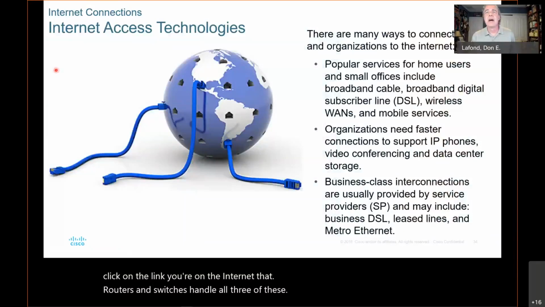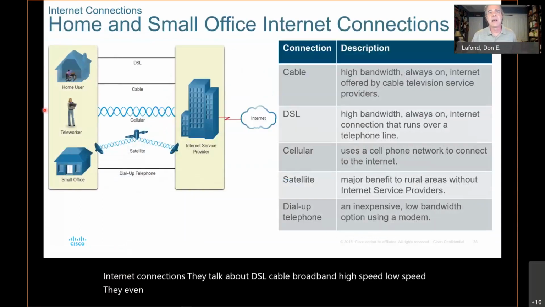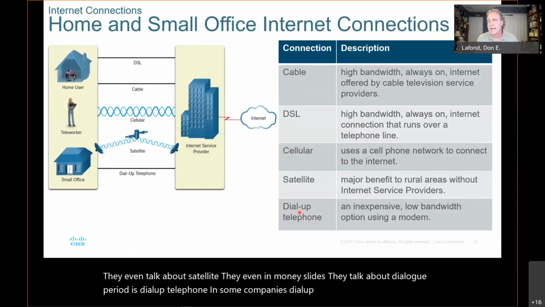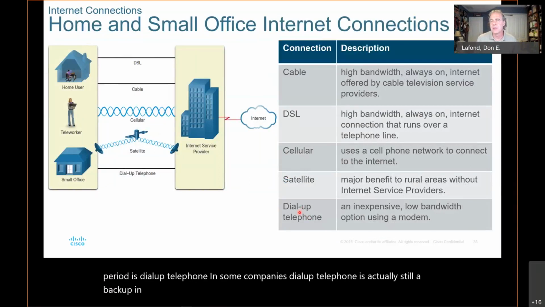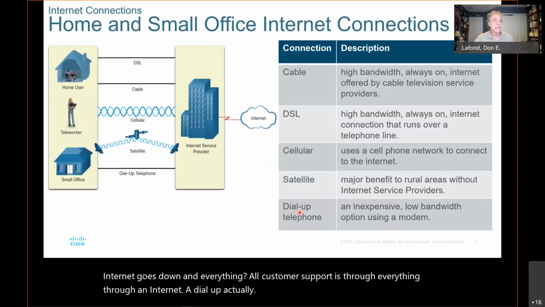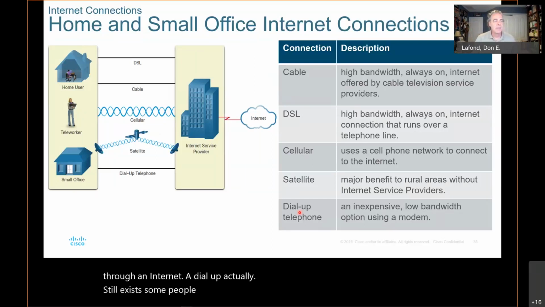Internet connections. They talk about DSL, cable, broadband, high speed, low speed. They even talk about satellite. They even, in one of these slides, talk about dial-up. Here it is, dial-up telephone. In some companies, dial-up telephone is actually still a backup in case the internet goes down, right? What does a company do if the internet goes down and all customer support is through the internet? Well, dial-up actually still exists. Some people still have dial-up, but I suspect, in addition to the dial-up, they probably have a high-speed connection.